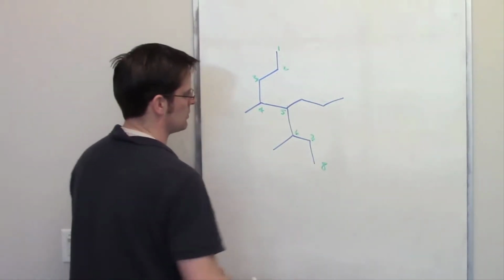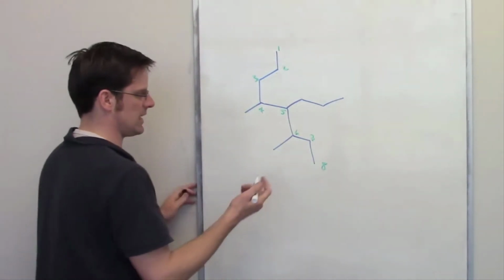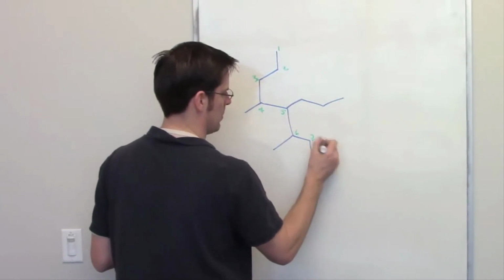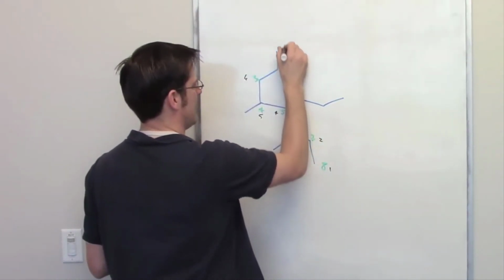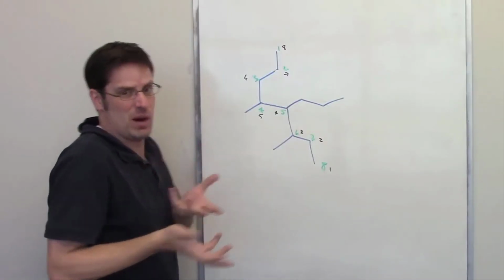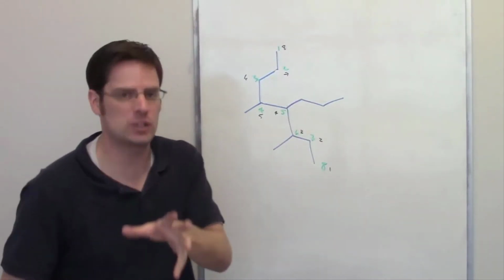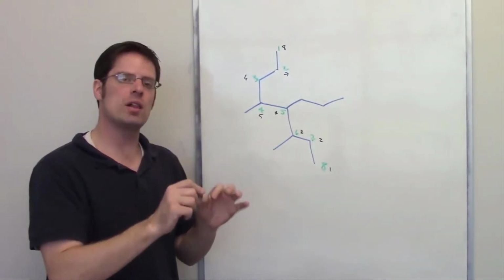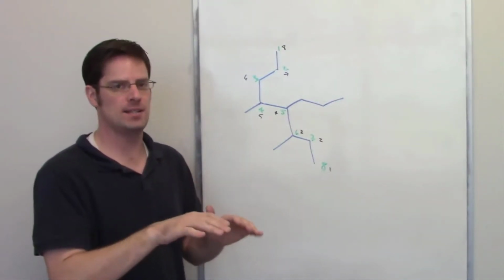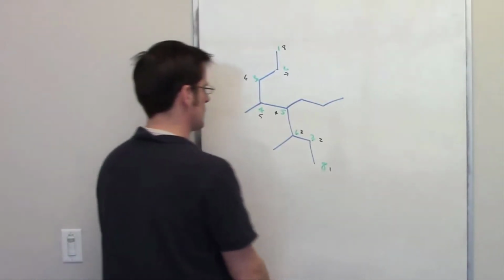The next question we have to address then is direction, because I could just as easily number from the bottom up 1, 2, 3, 4, 5, 6, 7, 8. So one of those is going to be right, one of them is going to be wrong. Which one is right, which one is wrong? The one that's right is the one that has the smaller number at the first point of difference. So let's go ahead and write those different things out.